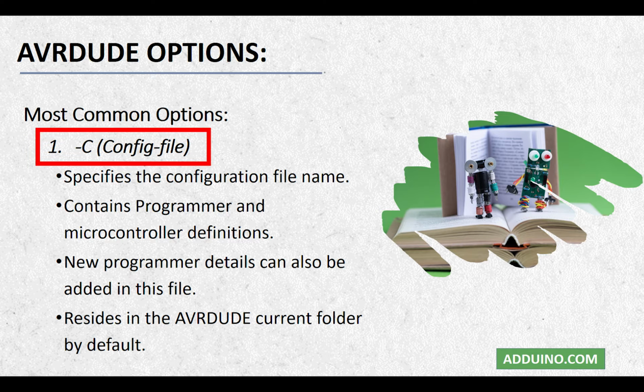-C is used to specify the config file for configuration data. The file contains all the programmer and microcontroller definitions that are supported by AVRDUDE. If you have a programmer or a microcontroller that AVRDUDE doesn't know about, you can add its configuration details in this file. In Windows, AVRDUDE searches for the config file in the same folder where it is installed. We will also see how to install AVRDUDE on a Windows machine later.